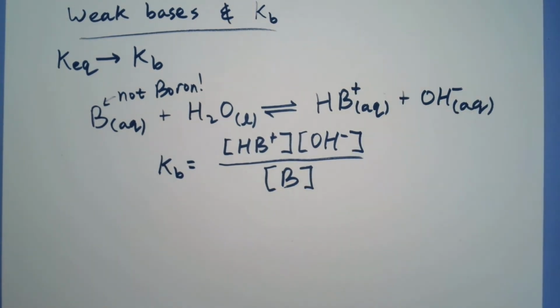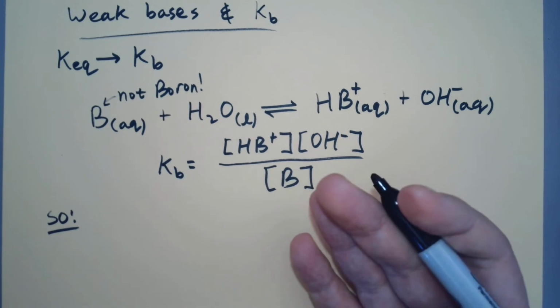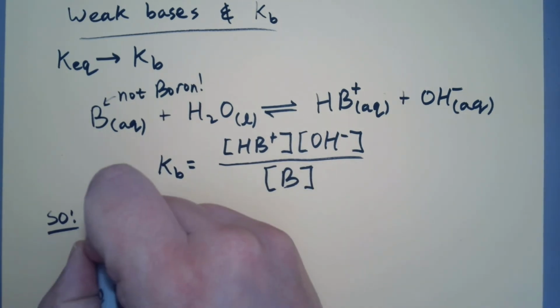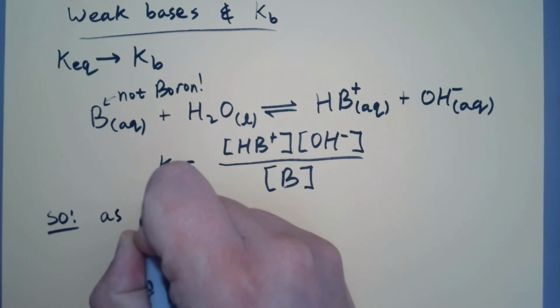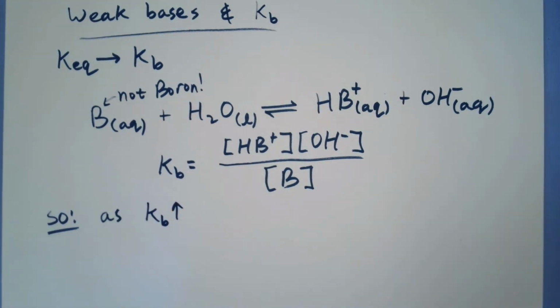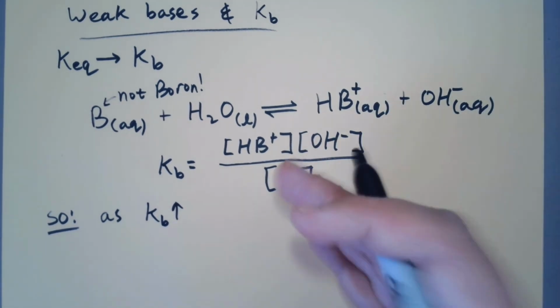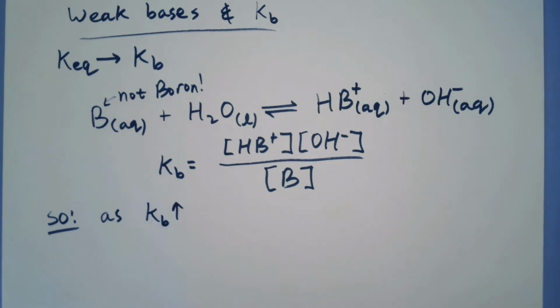There's one little detail to talk about. Well, no, actually, I'll talk about that later, so I don't have to worry about it now. So what does it mean for Kb? What does it mean for the strength of a base? As Kb increases, what does that mean? Does that mean a base is going to be stronger or weaker? For a base, more OH minus generated equals stronger base.